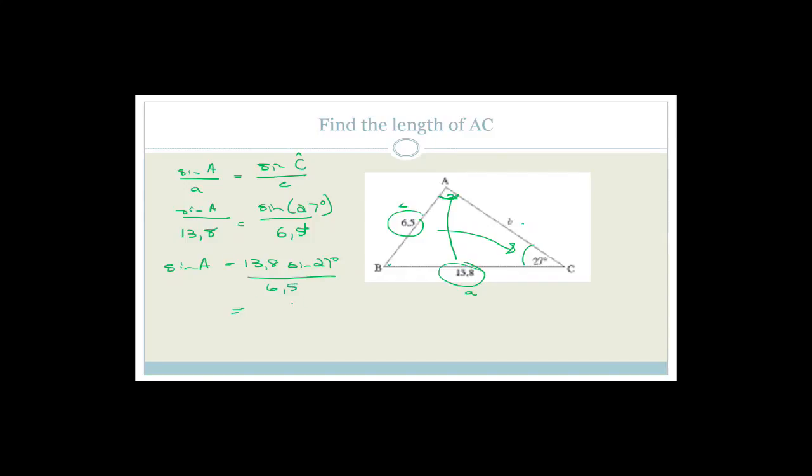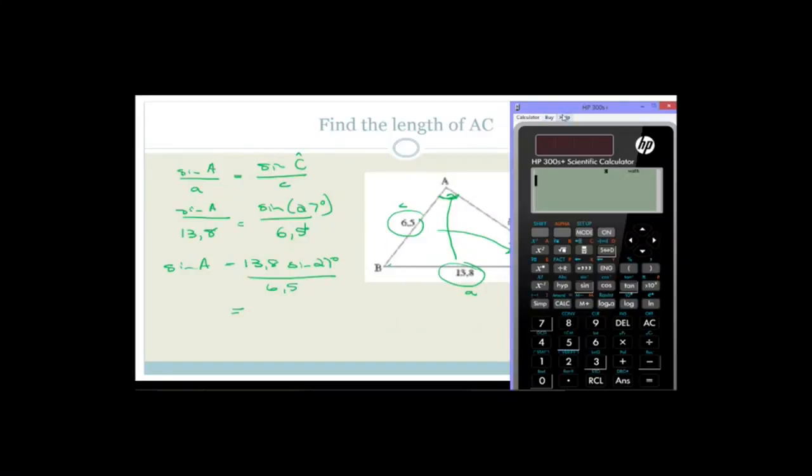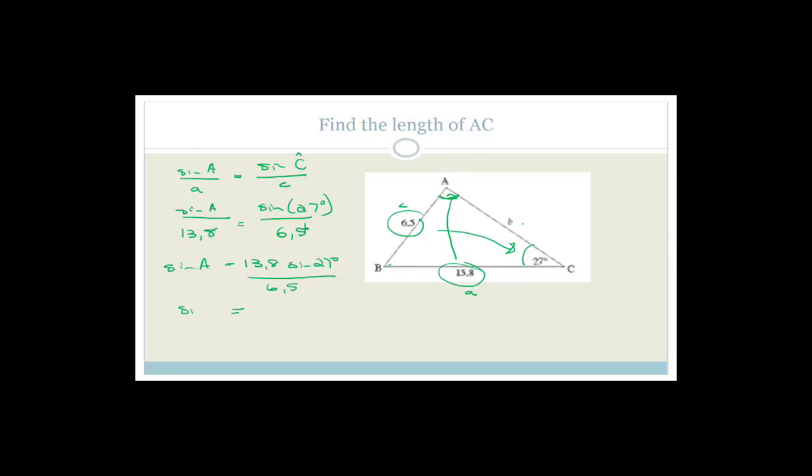And then all we need is our calculator. So let's get our calculator out. It says 138 multiplied by sine 27, close bracket, equals divided by 6.5 equals 9.64. So now we know that sine A is 9.64. Now what do we need to do?